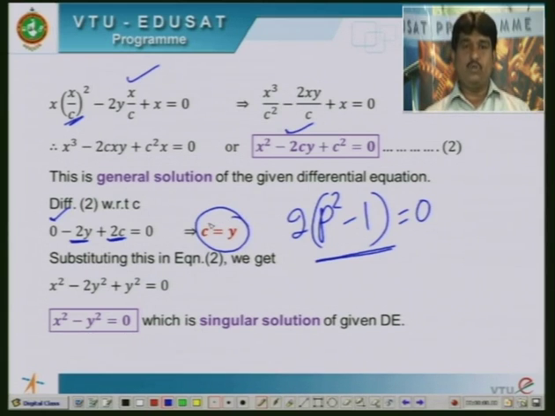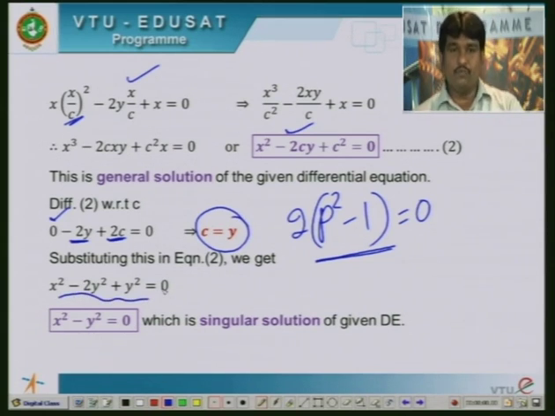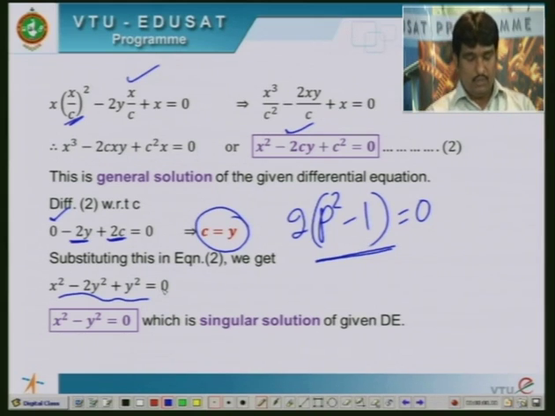Now, substitute c equals to y in equation 2, we get x square minus, in place of c it is y, y into y square, so it is minus 2y square plus y square equal to 0. Finally, we have x square minus y square equals to 0, which is the singular solution of this differential equation.